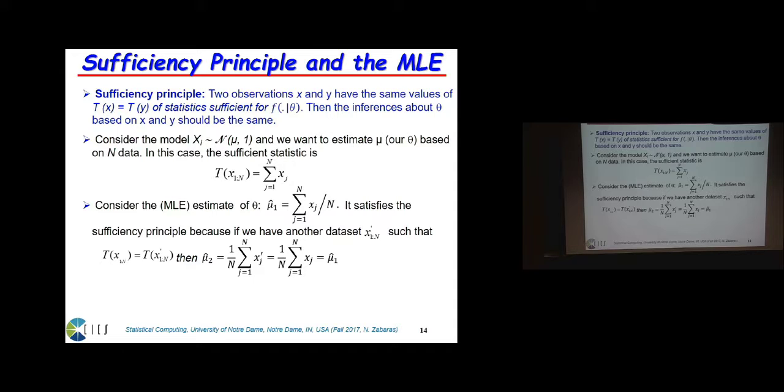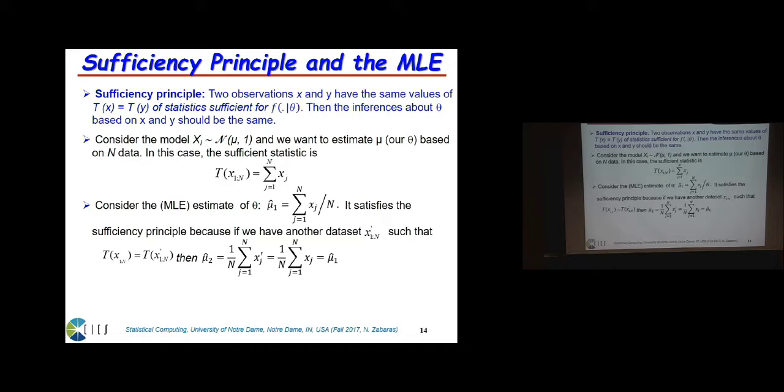I repeat, if you do two experiments, you collect data x and data y, and they have the same sufficient statistics, then when you do inference about the parameter theta of the distribution, the two inferences have to give you the same value of theta. So if you do, let's say, maximum likelihood estimation, you should get the same if you use x as if you use y. And again, that's common sense because we said that what defines the estimate of theta is the sufficient statistics. Obviously, if they're the same, then the same estimate will come out for theta.